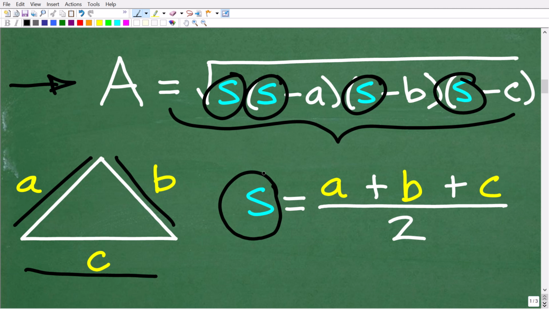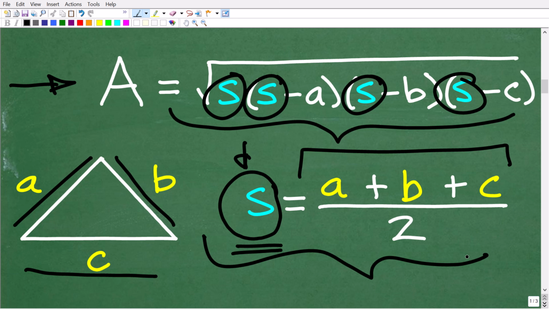This variable S is called the semi-perimeter. So how do we calculate it? This is very easy. All we have to do is add up the sides of the triangle and divide by 2. The perimeter of a triangle would simply be the sum of the sides, but here we're going to divide by 2, so this is called the semi-perimeter. The first thing that we need to do here is calculate the semi-perimeter, and then we're going to plug it into this formula and do the number crunching and figure this out.